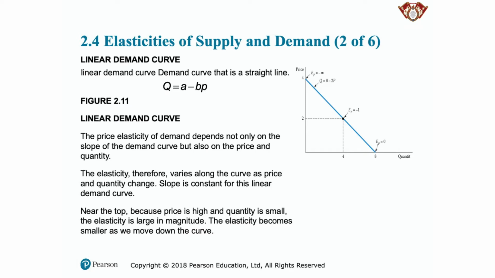That is explained here. The price elasticity of demand depends not only on the slope of the demand curve, but also on price and quantity. Slope is constant for this linear demand curve. Near the top, because price is high and quantity demanded is small, elasticity is large in absolute terms. The elasticity becomes smaller as we move down the curve in absolute terms.